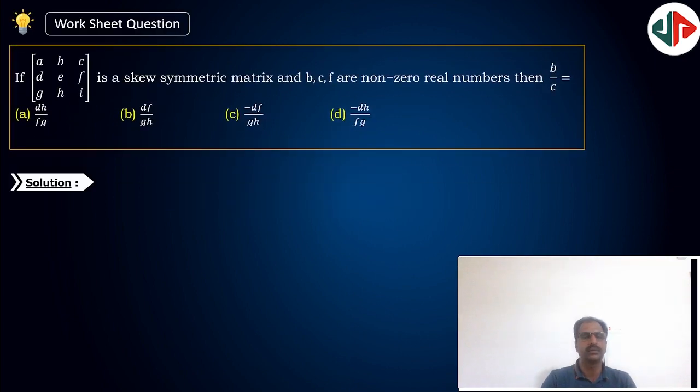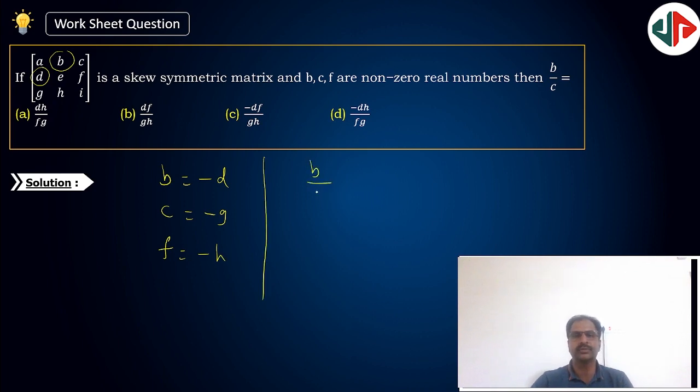Number 1. The given matrix is a skew symmetric matrix. During the concept session itself I told you, for the matrix to be skew symmetric, these two should be of opposite signs with the same magnitude. So B is equal to minus G, C should be equal to minus G, F should be equal to minus H. Now the question is finding B by C, which means D by G.